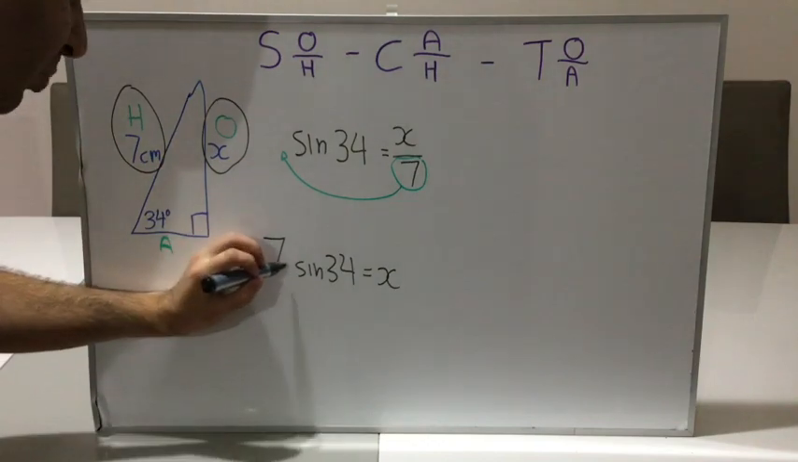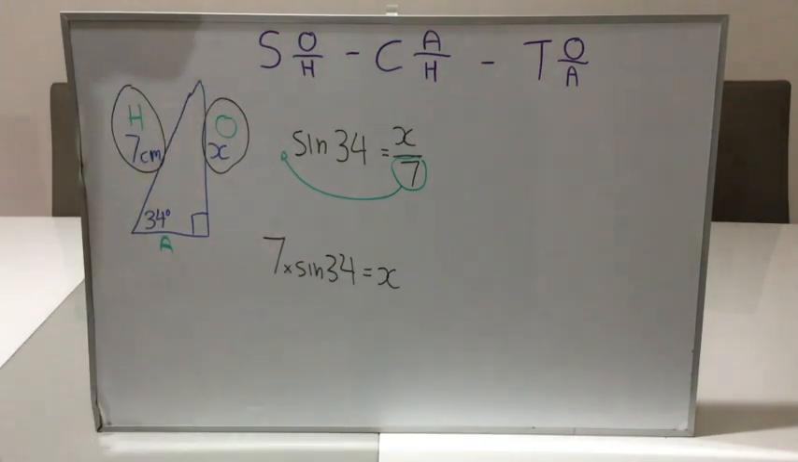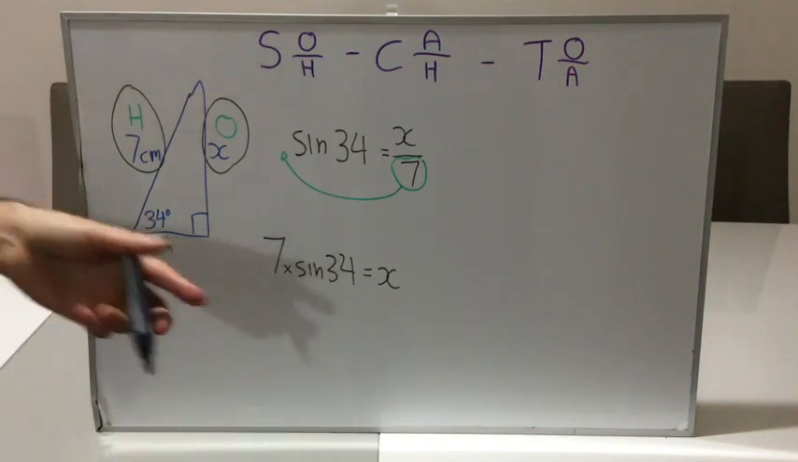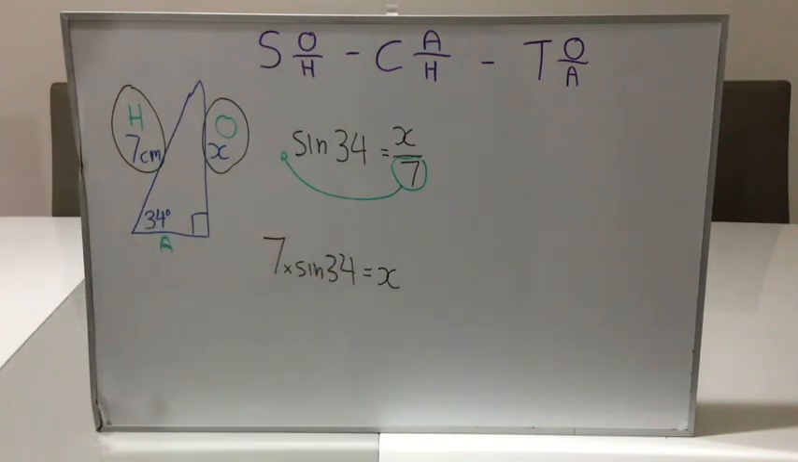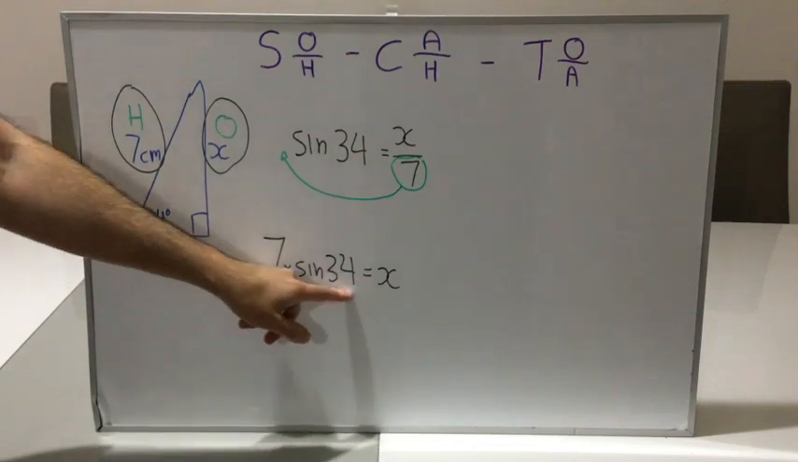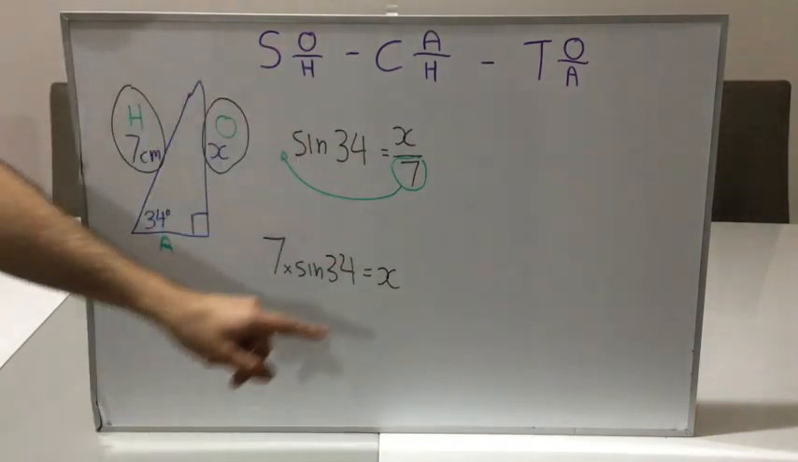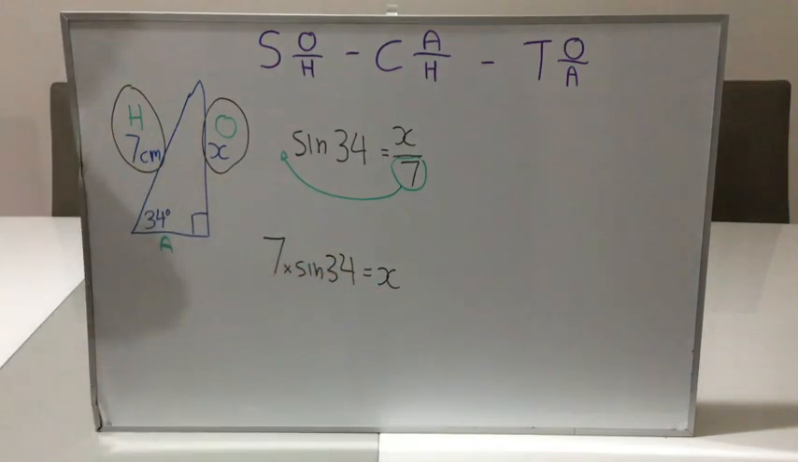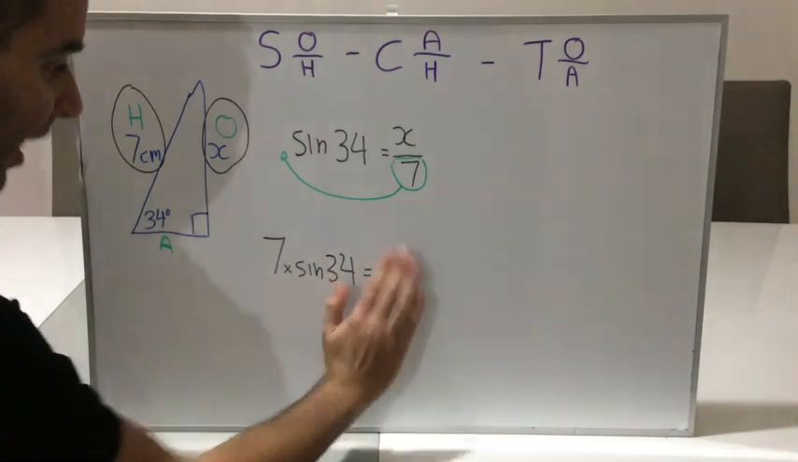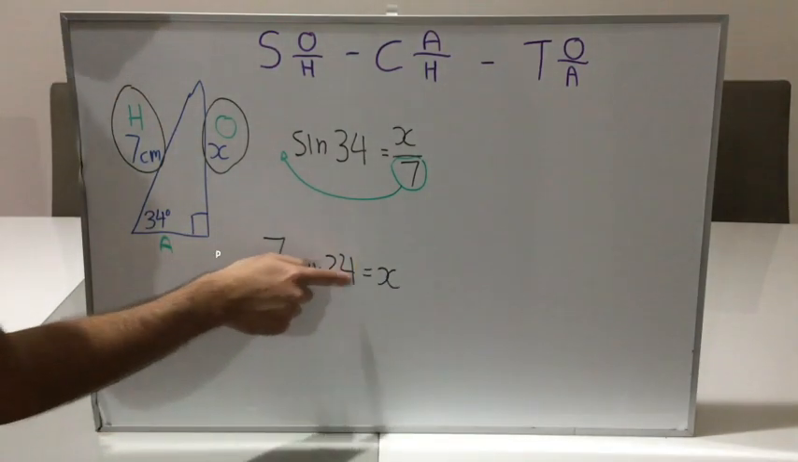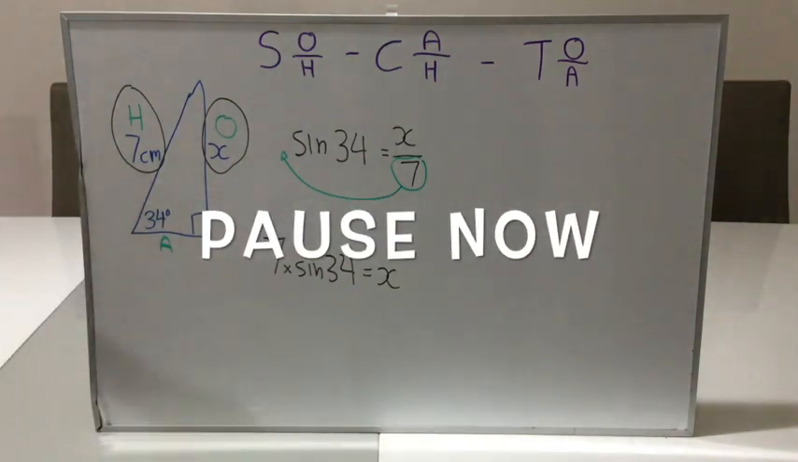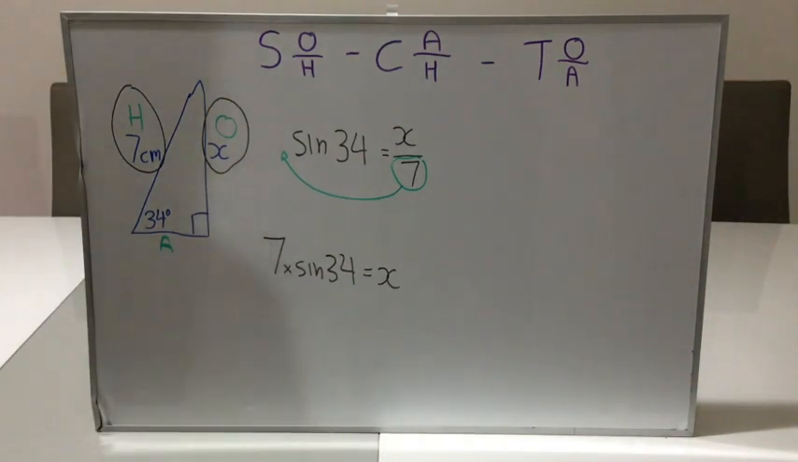We should put a little times in the middle there. Most calculators can work that out for themselves, so you don't have to put the times in there, but it's good practice if you do. All right, that's it. The calculator will do the rest now. You type that in and you press enter. Don't type in the equals X part. You just type in 7 times sine 34 and it'll have your answer. Give it to 2 decimal places, please. The correct answer is 4.21 centimetres.